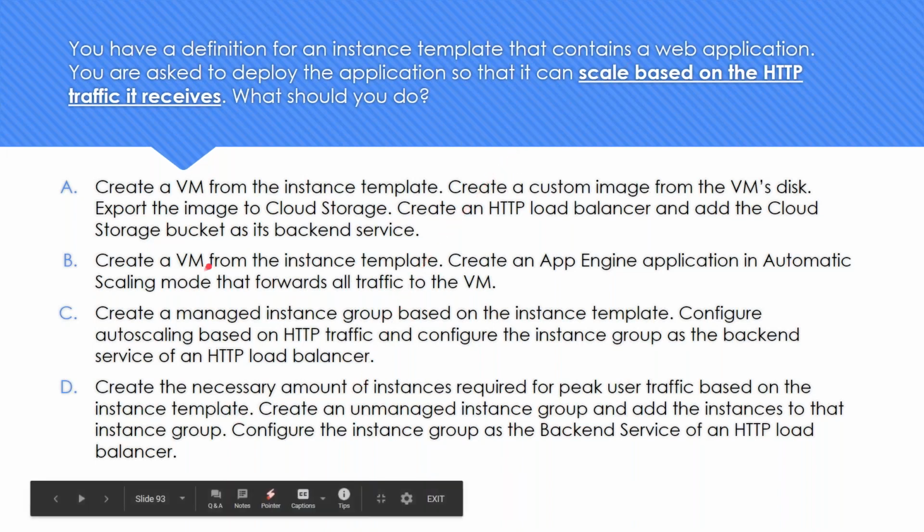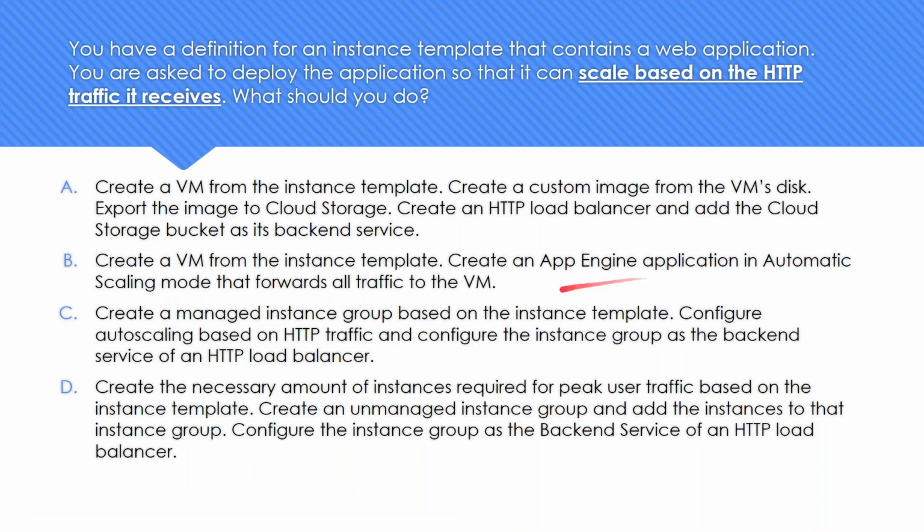So create a VM instance from the instance template. Create an App Engine in automatically scaling mode that forwards all the traffic to the VM. Now, the thing is that here there are two products used. So two different products. One is an infrastructure as a service. The other one is platform as a service. Some of you got confused with option B.